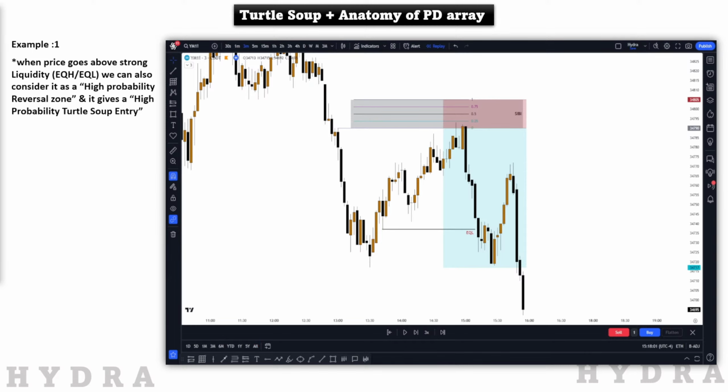Now let's go to our second example, and I will show you guys how to know that price will reject from the low. Price will not go above 0.5 level at the second example.